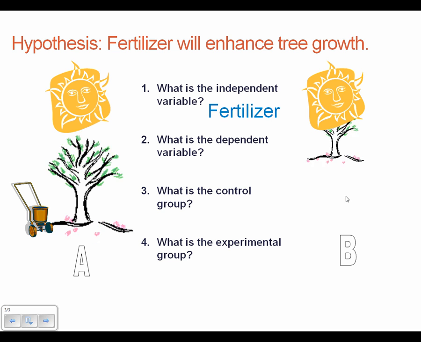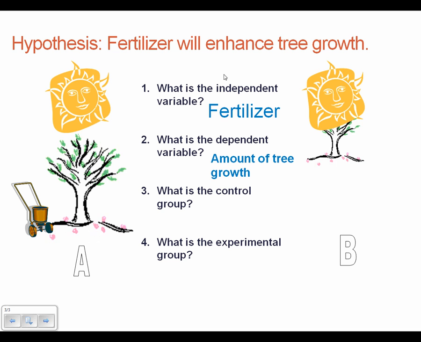What is the dependent variable? Again, the dependent variable is what's going to be measured in the experiment. Well, in this experiment, we know that the hypothesis says fertilizer will enhance tree growth, so we know that fertilizer is being tested, the independent variable. What are they going to measure? The tree growth. So the dependent variable would be the amount of tree growth.